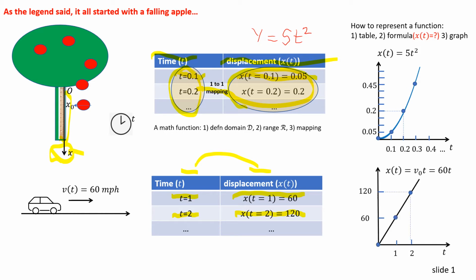For the second example, you can also have an equation and graph to represent the function. The car is traveling at a constant 60 miles per hour, so the equation is just x of t equals 60 times t. And we have the graph to graph out all the data for the equation, and you can see it's a straight line.